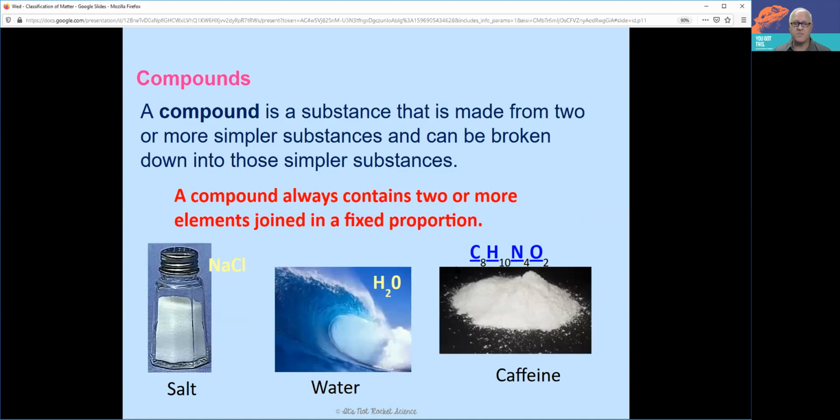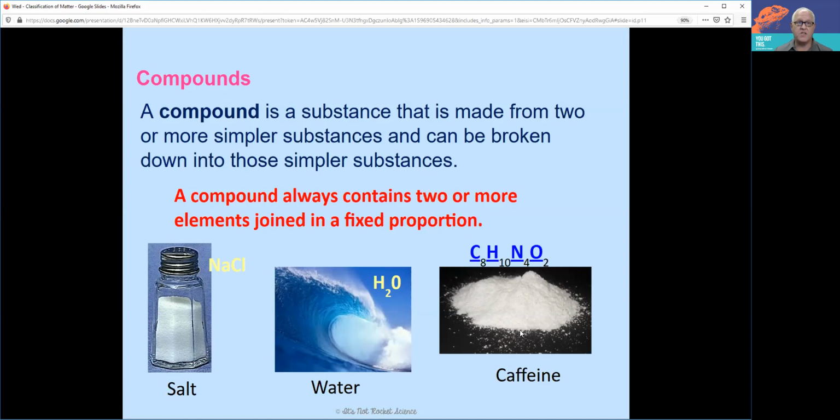A compound is a substance that's made from two or more simpler substances that can be broken down into those simpler substances. A compound always contains two or more elements joined in a fixed proportion. We looked at table salt, NaCl. It's one atom of sodium, one atom of chlorine. Water is two atoms of hydrogen, one atom of oxygen.